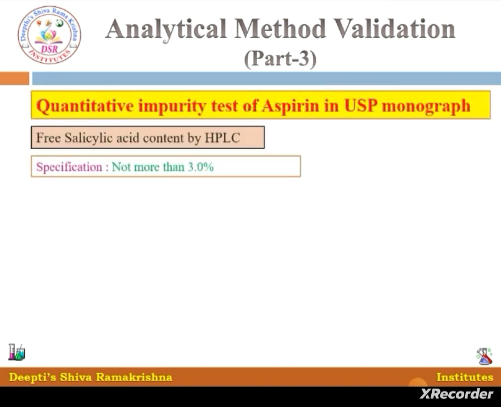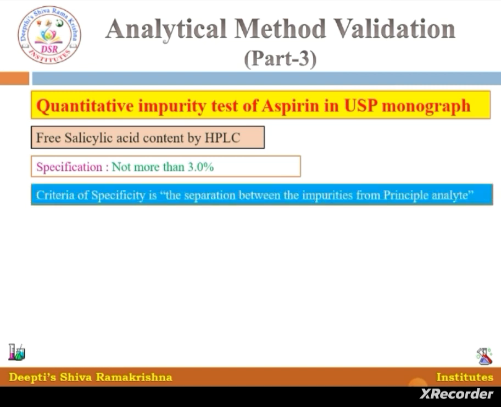Coming to the next test, free salicylic acid content by HPLC. The specification is not more than 3%, which means salicylic acid should not be more than 3% in the aspirin. As per the monograph, the method of analysis of salicylic acid content by HPLC is similar to the method of analysis of assay by HPLC.